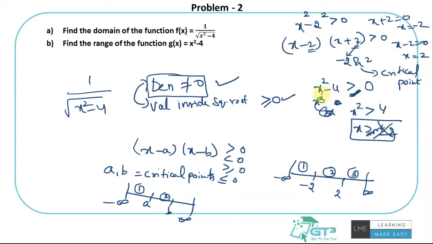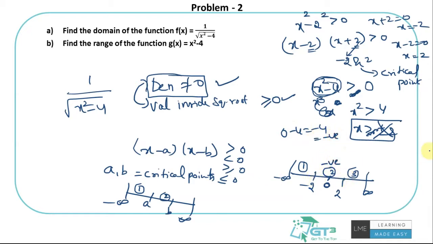Right? Because I need x square minus 4 to be greater than 0, this expression should be positive. When will it be positive? Okay, let me take one example here. Let me take 0, for example. Minus 2 to 2 will include 0. So if x square is 0, I'll get 0 minus 4, which is minus 4, and that is negative. So this entire zone is negative.